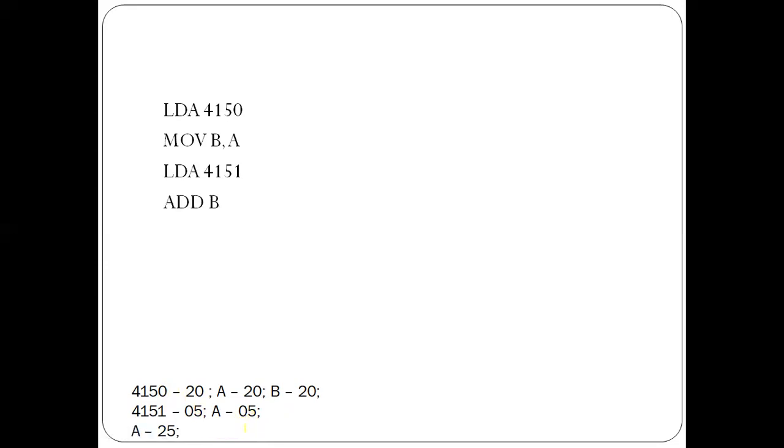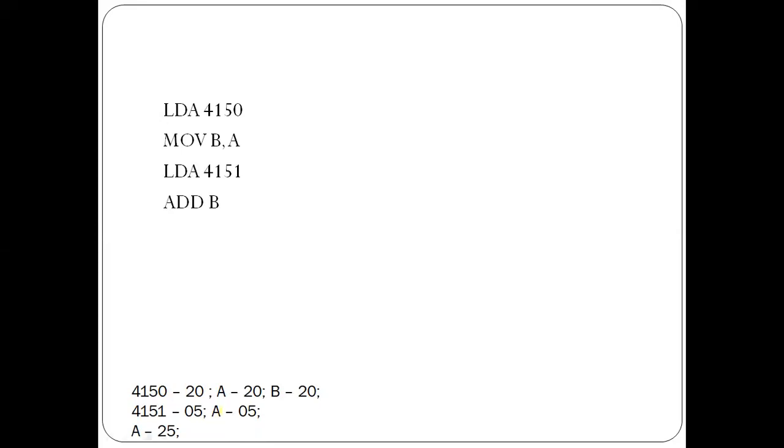Add B. Usually for any arithmetic operation in the 8085 microprocessor, one of the values should be in the accumulator by default, and the other value can be either in some memory location or any other register. In this case, we have add B. What it will do is take the value from the accumulator and add it with the value in register B. And again, the result will be stored back in the accumulator.